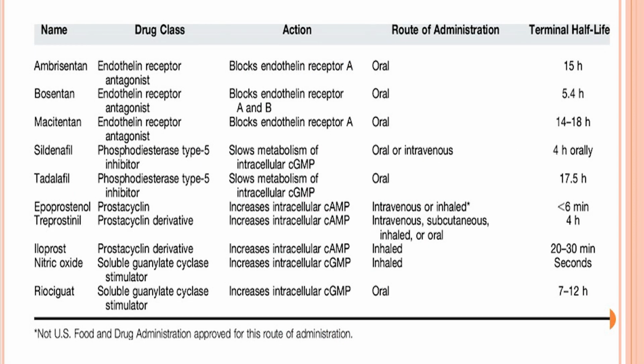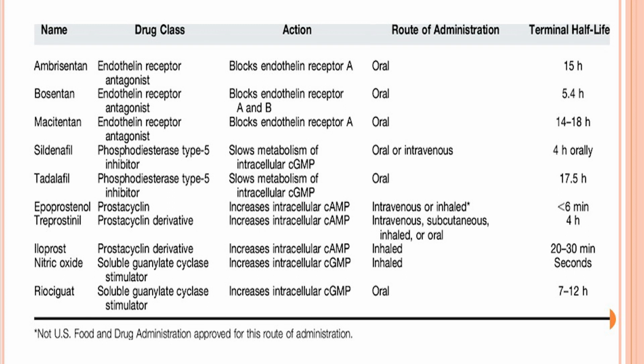These are the few classes of drugs which are available for the treatment of pulmonary hypertension, and those are endothelin receptor antagonists, phosphodiesterase inhibitors, prostacyclin derivatives, and the newer ones are the guanylate cyclase stimulators. So these are the classes of drugs which are available. These are the pulmonary vasodilators which are used, and they are available in inhalational and oral forms.